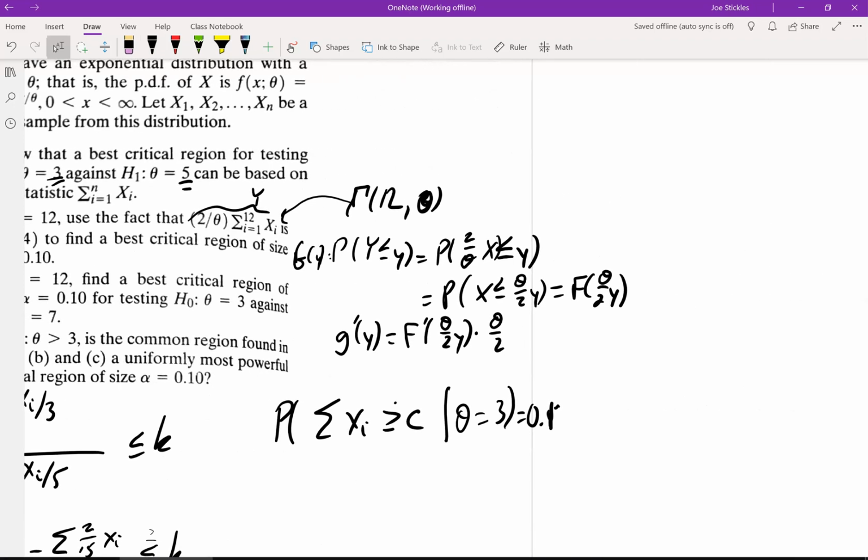Now again, remember this is gamma. Its PDF is x to the 12 minus 1, e to the minus x over 3, over gamma of 12, 3 to the 12th.